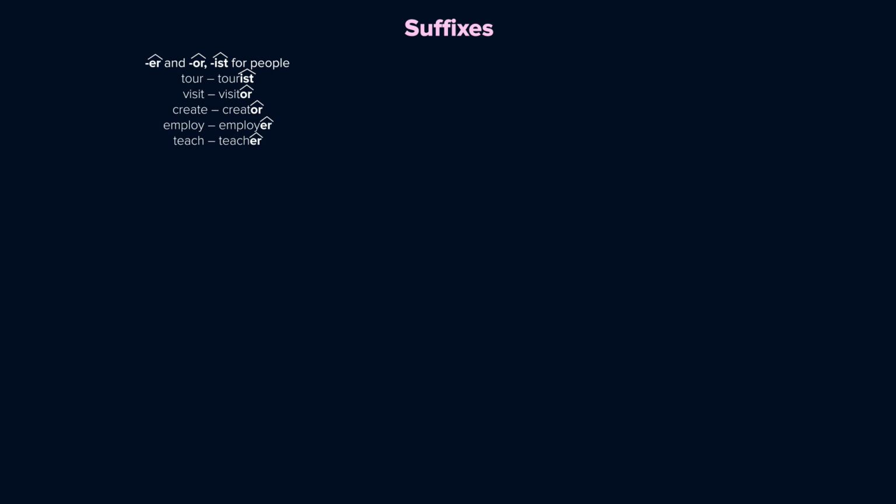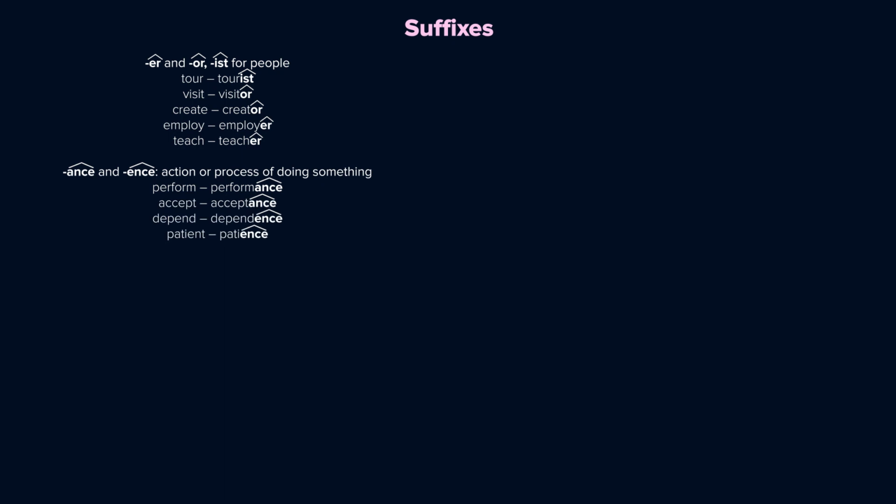Okay, the Britannica Dictionary gives the following meaning to the suffixes ance and ence, with a and with e: the action or process of doing something. You can try to remember it this way, but please don't rely on it. For example, perform, performance. Performance is the act of performing, right? It works. Another example, accept, acceptance. Depend, dependence. Patient, patience.